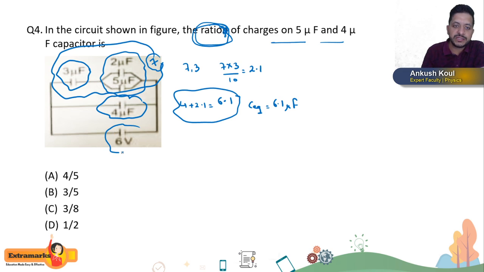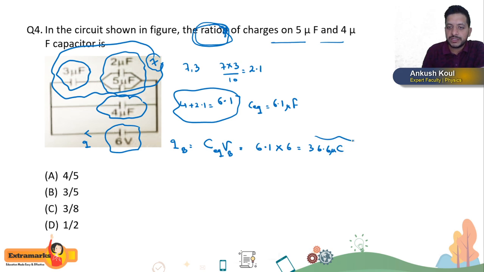So total battery is how much beta? 6. So what is the charge given by this battery? The charge given by this battery, which I have told you, Q is equal to CV, equivalent capacitance into potential of battery. Equivalent capacitance is 6.1, potential of battery is 6. So this gives you 36.6 microcoulomb charge comes out from this battery. And this 36.6 microcoulomb charge gets divided at this junction.